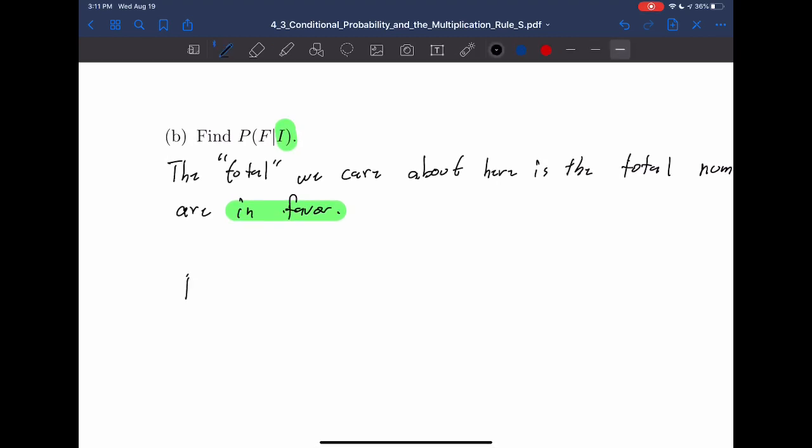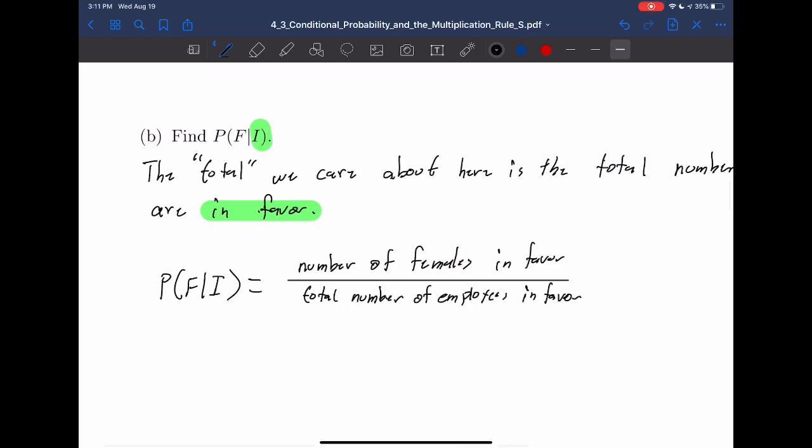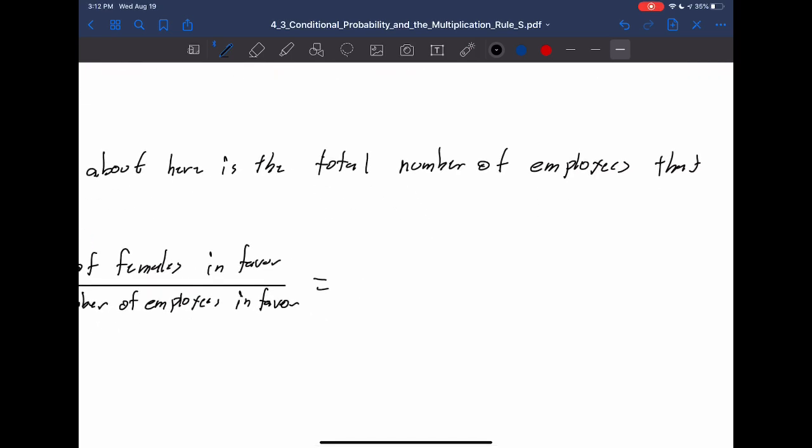So then computing this probability is the number of females who are in favor of the policy divided by the total number of employees who are in favor. And if you look back into the chart, the total females who are in favor are 4, and the total number of people who are in favor is 19. So then the answer is 0.2105. But remember, we have to round to 3 decimal places.